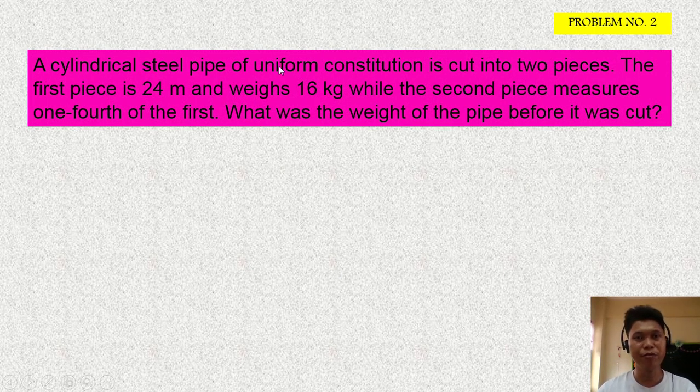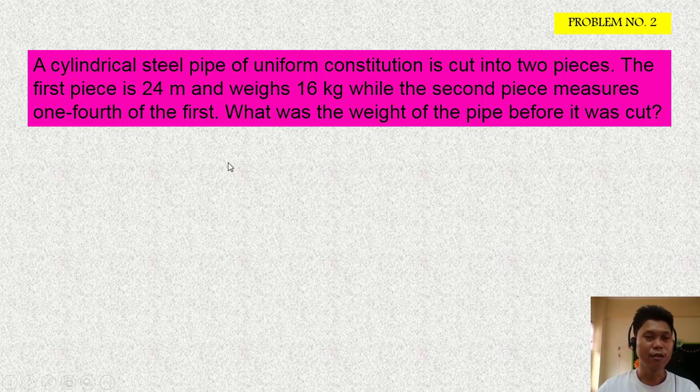A cylindrical steel pipe of uniform constitution is cut into two pieces. The first piece is 24 meters and weighs 16 kilograms, while the second piece measures 1/4 of the first. What was the weight of the pipe before it was cut? So kung i-analyze natin, meron dong tubo, uniform constitution, ibig sabihin pantay yung bakal ang bigat, tapos hinati sa dalawa. Ang first cut ay ito, 24 meters daw, ito 16 kilograms. Ang pangalawang cut naman ay 1/4 nung first shorter or longer cut. Ngayon, ang question is, what was the weight of the pipe bago ito na-cut?